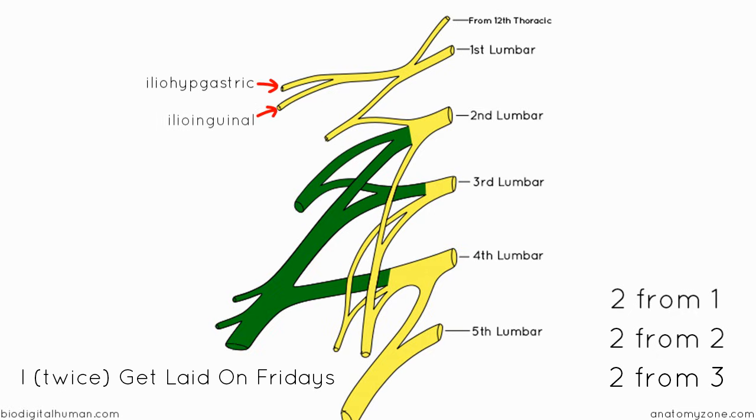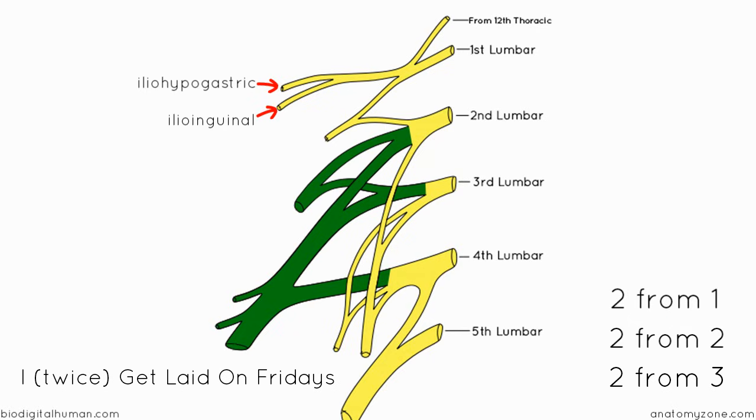So remember our mnemonic, I twice get laid on Fridays. So the first 2 nerves are the eye nerves. So you've got the iliohypogastric and the ilioinguinal nerves. So the iliohypogastric nerve is superior and the ilioinguinal nerve is inferior. So the way I remember that is that iliohypogastric has the word gastric in. Gastric refers to stomach, so the stomach is actually higher than the inguinal region, so the ilioinguinal nerve is inferior. So these 2 nerves come from 1 root, so they come from the L1 root. So that's 2 from 1.